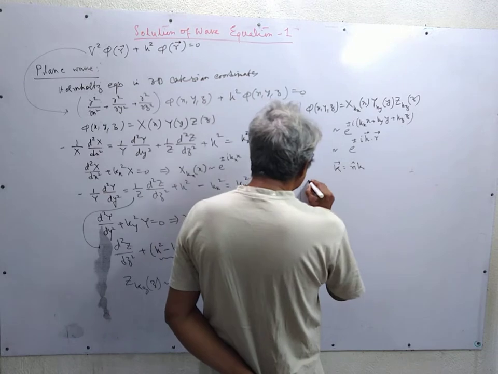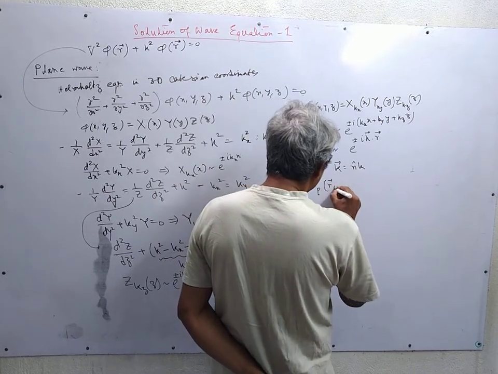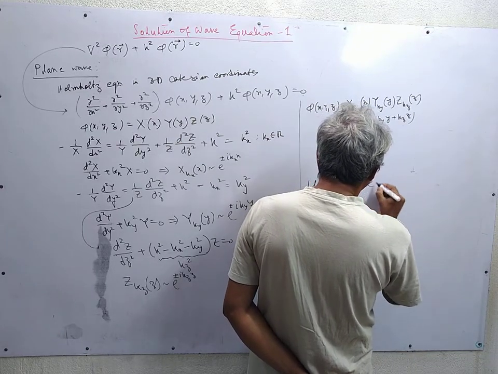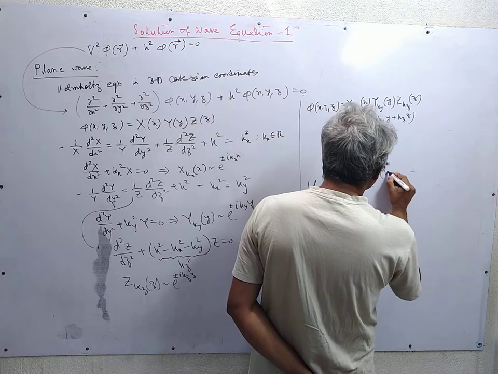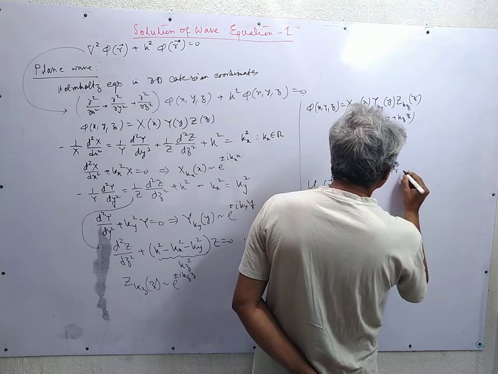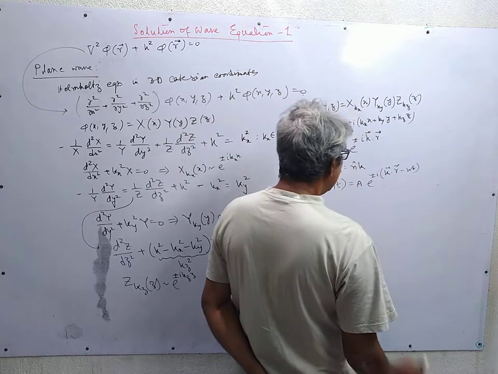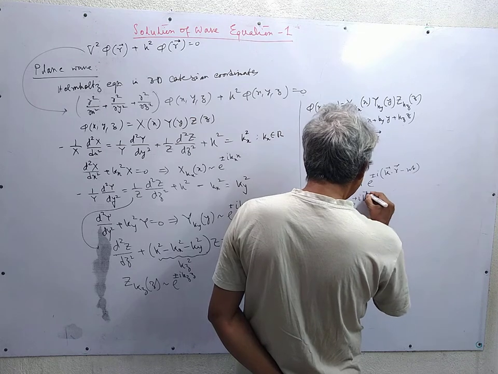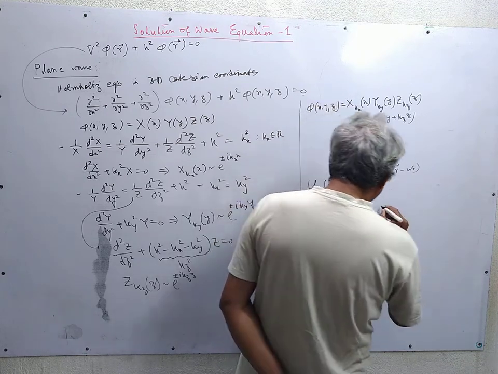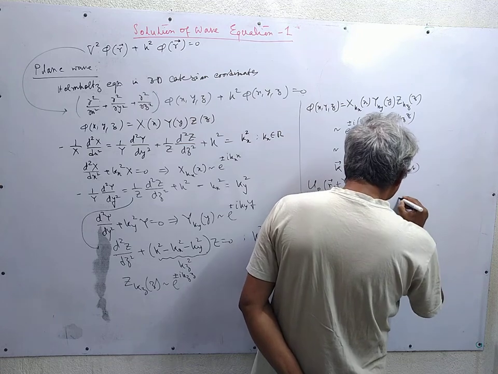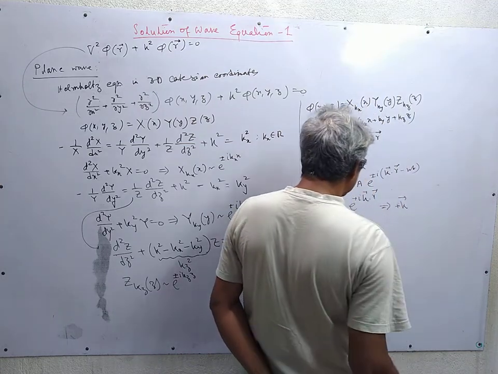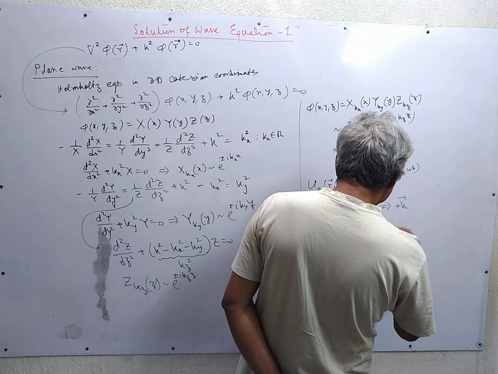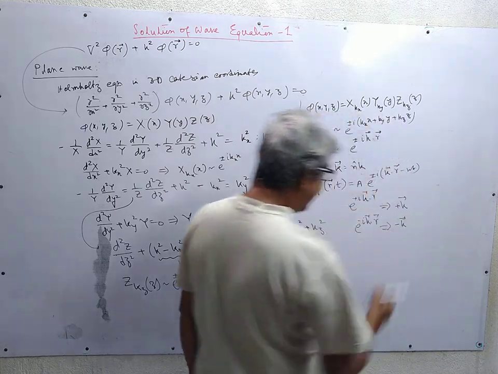So if we consider a plane wave u of r, t, it has the variation A e to the power plus minus i k dot r minus omega t. If we take e to the power plus i k dot r as a wave, it is a wave traveling along the positive k direction, while e to the power minus i k dot r represents a wave which is traveling along the negative k direction.